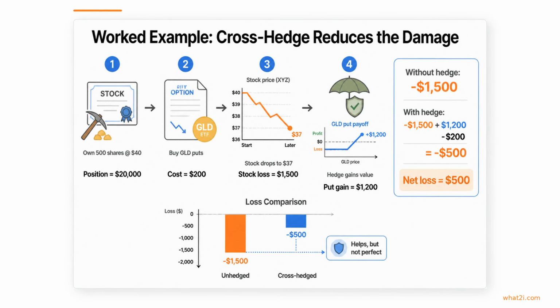A worked example shows how a cross hedge can reduce damage even when it is not perfect. Suppose you own 500 shares at $40, giving you a $20,000 position. You buy GLD put options for a total cost of $200 as protection tied to a related market exposure. If the stock falls to $37, the stock position loses $1,500. If the hedge gains $1,200, your net result becomes a $500 loss after accounting for the hedge gain and its cost. The loss is not eliminated, but it is dramatically reduced, which is often exactly what a hedge is supposed to accomplish.